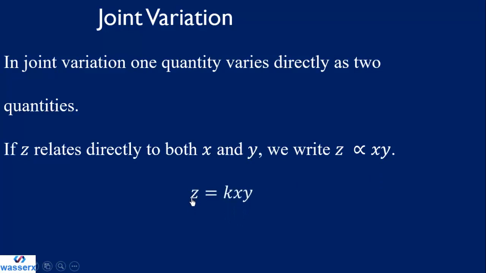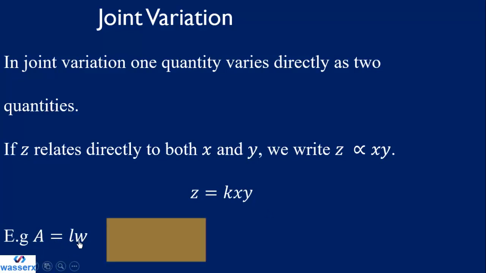So this implies that z is equal to k times xy, where k is the constant of proportionality or the constant of variation. An example is how the area of a rectangle relates directly to the length and width of the rectangle.